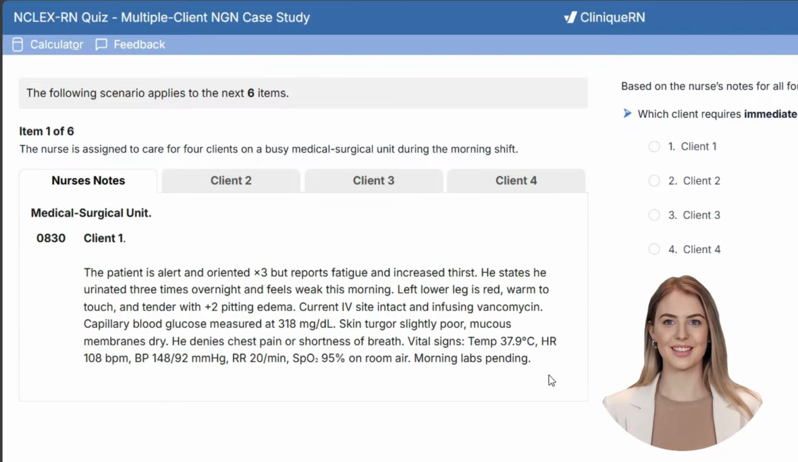Vital signs. Temperature 37.9 degrees Celsius. Heart rate 108 beats per minute. Blood pressure 148 over 92 millimeters of mercury. Respiratory rate 20 per minute. 95% peripheral capillary oxygen saturation on room air. Morning labs pending.